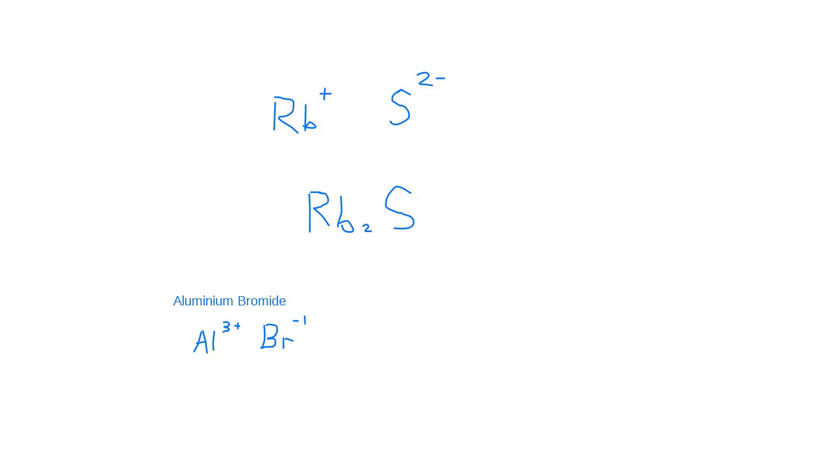Do you need to write the minus 1? You can write 1 minus or -1, and honestly, professors aren't too picky. If you just write a minus, you really don't need the 1. Okay, just put minus. Br minus. And so if aluminum's a 3 plus and bromine's a -1, what would the formula be?